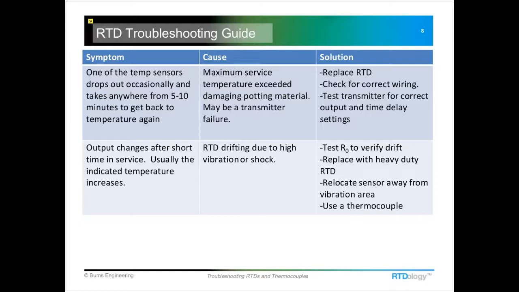There are a couple of tests you can do on the probe too, checking the ice point resistance, just to verify that it is in fact the probe where the output is changing and it's not someplace else in the temperature measurement loop. And if the vibration or shock is really bad, about the only other thing you could do would be to replace it with a thermocouple. They're a lot more resistant to vibration or shock damage.